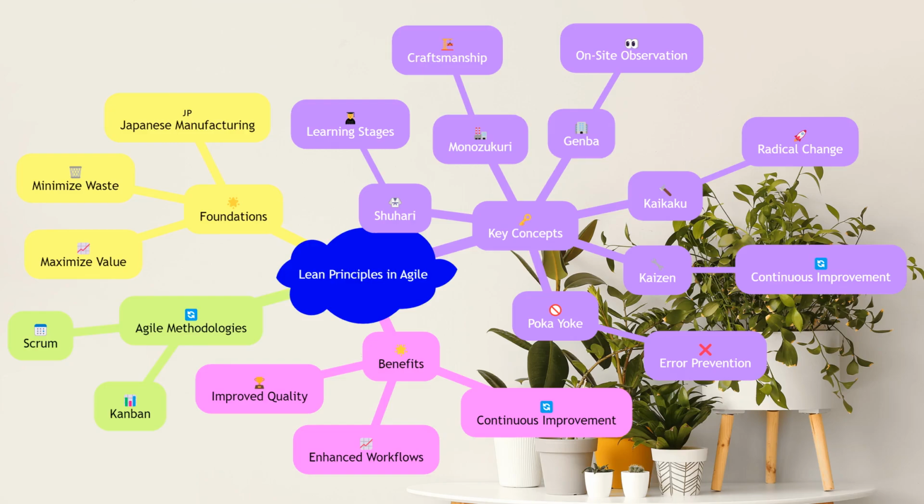Lean principles are foundational to modern agile methodologies, including Kanban and Scrum. Originating from Japanese manufacturing, Lean focuses on maximizing value while minimizing waste. This presentation delves into 5 key concepts: Kaizen, Kaikaku, Shuhari, Monozukuri Genba, and Poka Yoke. Each of these principles contributes uniquely to the efficiency and effectiveness of agile practices. By understanding these concepts, teams can enhance their workflows, improve quality, and foster continuous improvement.